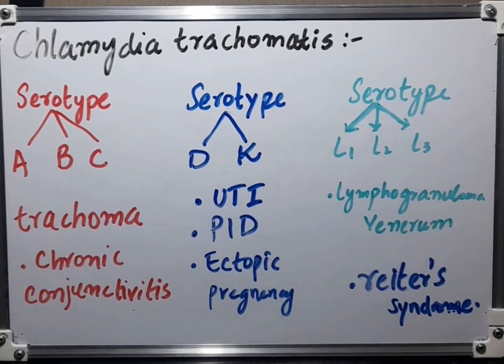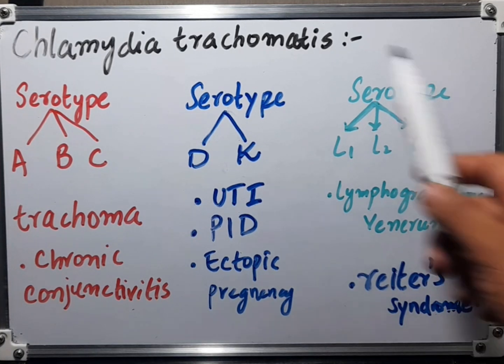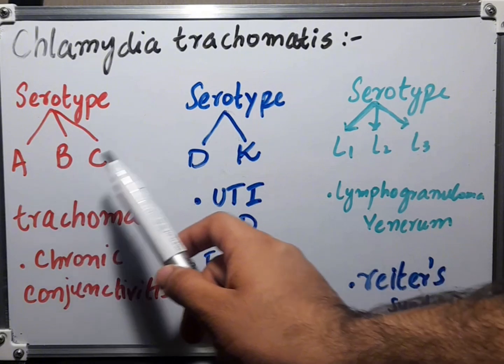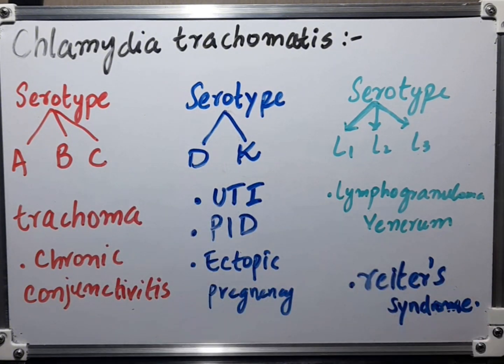Now we will discuss the serotypes of Chlamydia trachomatis. There are more than 15 serotypes, but we will discuss some specific ones. Serotypes A, B and C can cause trachoma, which is chronic conjunctivitis, an inflammation of the conjunctiva. The recurrence of trachoma can lead to blindness as well.